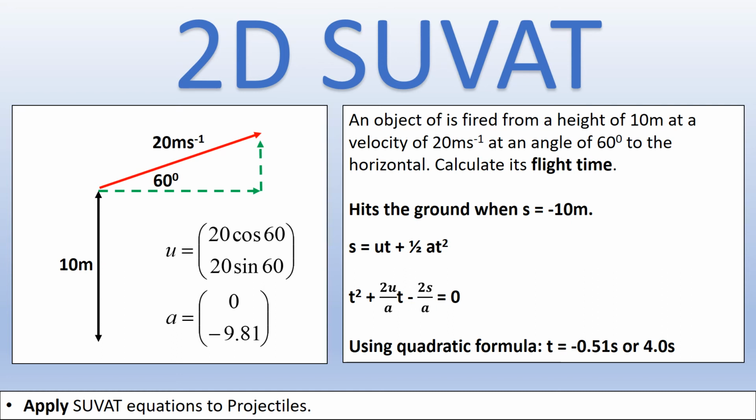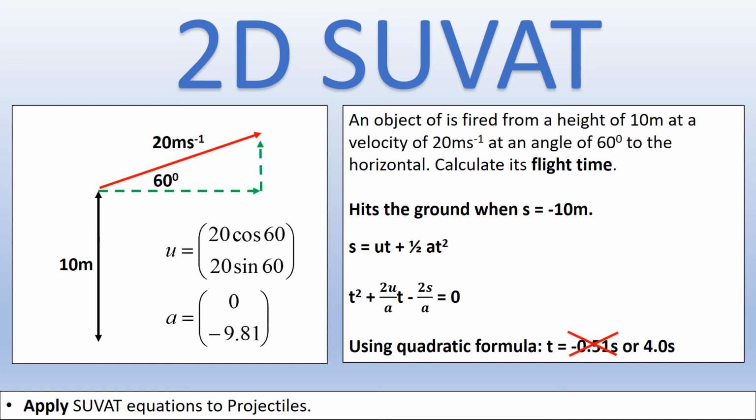Plug those numbers in, and we end up with two answers because it's a quadratic equation, so there are two solutions to this. So we end up with t is minus 0.51 or 4.0 seconds. So I'm going to eliminate that one right now. Time can never be negative. Time is always moving forward. Time is always a positive number. So although there are two solutions, this one makes no sense at all. So we get rid of it, and it's going to hit the ground after 4 seconds.